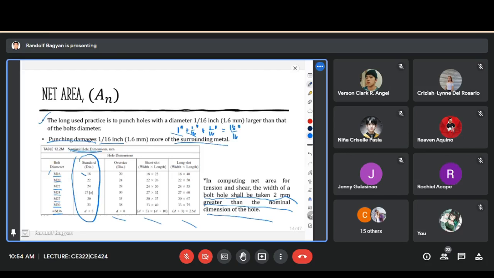So, kung 16 mm yung ating bolt, okay, magbutas tayo ng 18 mm plus damages, okay, should be taken 2 mm larger pa daw. So, 18 plus 2 ka pa para doon sa ating diameter of the bolt hole. Okay? So, 18 plus 2 na yun. Yung sabihin 20.